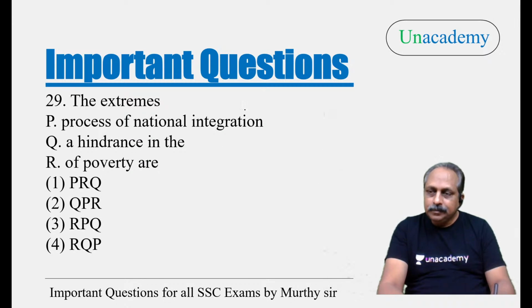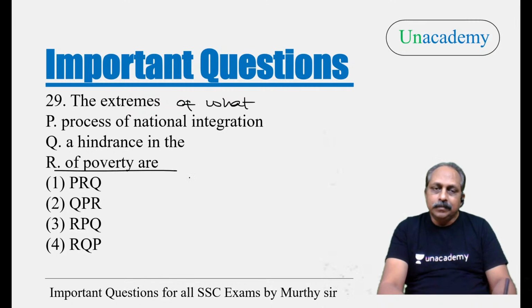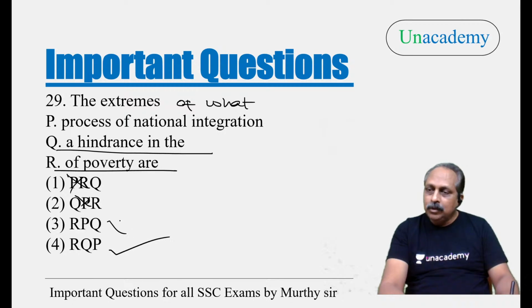29.4. Here you have to find, extremes of what? Extremes of poverty are a hindrance in the process of national integration. So, R, how many options? Two. After R, the extremes of poverty are a hindrance in the process of national integration. RQ, answer is the fourth option. That's right.